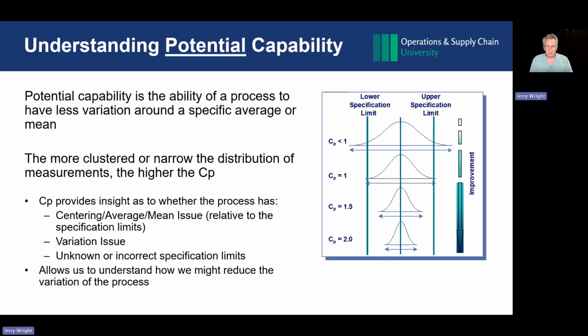So potential capability is the ability of a process to have less variation around a specific average or mean, meaning it's a tight grouping. It's getting closer together. You can see the more clustered or the narrower the distribution of the measurements, the higher the CP. So way at the top or less than 1 at the bottom or at 2. Remember, we want to get above 1.33. Okay, potential capability is that grouping or clustering. We really get an idea of how good is our centering, how good is our variation, and then our spec limits, are they good or not? And you can see that's kind of the intention.